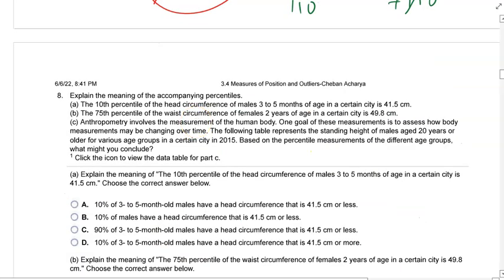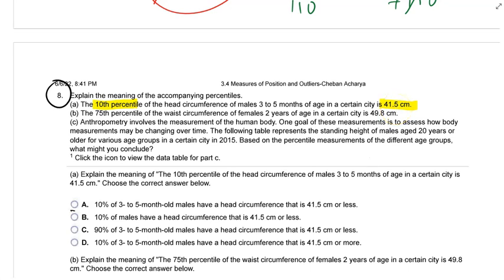Question number 8. Explain the meaning of the accompanying percentile. The 10th percentile of the head circumference of males 3 to 5 months of age in a certain city is 41.5 centimeters. In other words, the 10th percentile is 41.5 centimeters. What do you mean by the 10th percentile is 41.5 centimeters? That's the question, and the answer is going to be here, obviously.